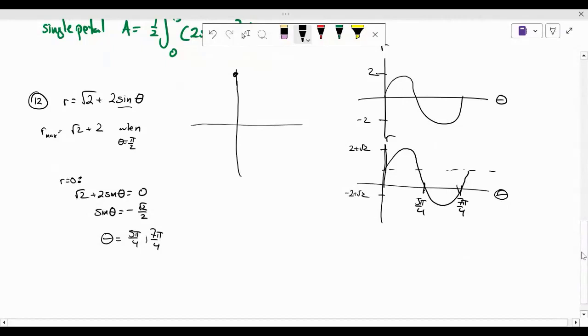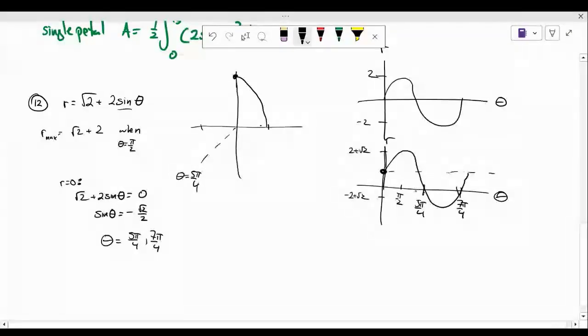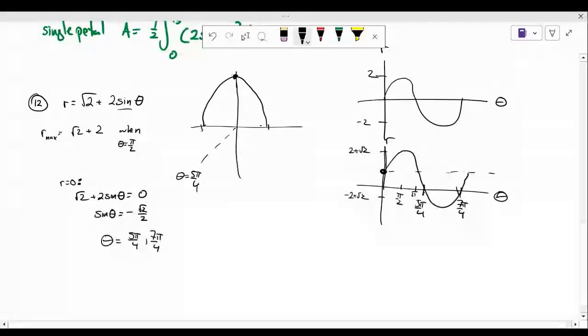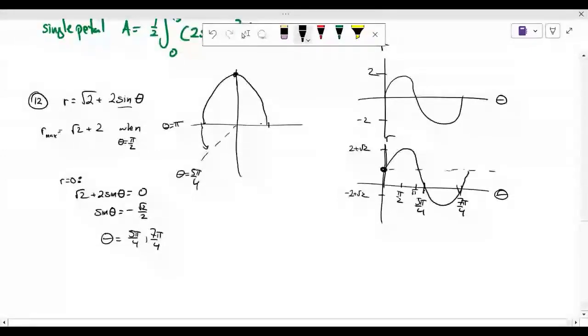All right, now we can try to graph it. So as theta goes from 0 to 5 pi over 4, where's the maximum extent? At pi over 2. So we start somewhere over here. Okay, so r starts at square root of 2, then increases to its maximum value, then goes back to square root of 2 at pi. And then as theta goes from pi to 5 pi over 4, r goes from some positive number to 0. So that's going to do this, right?